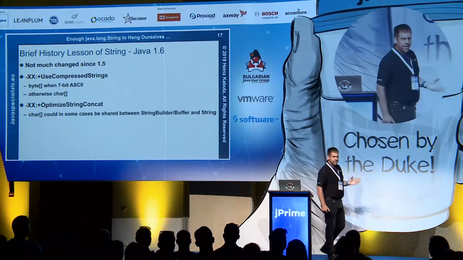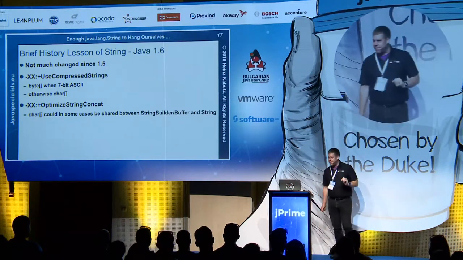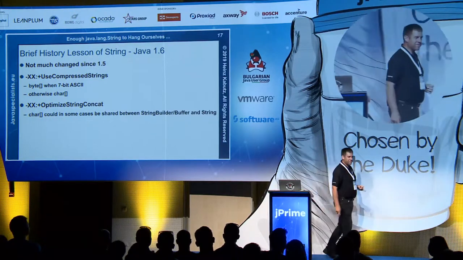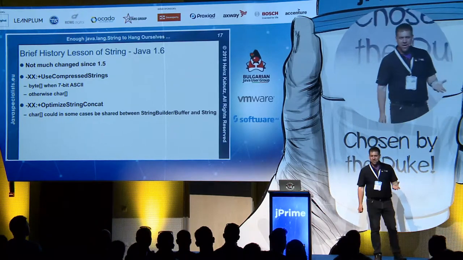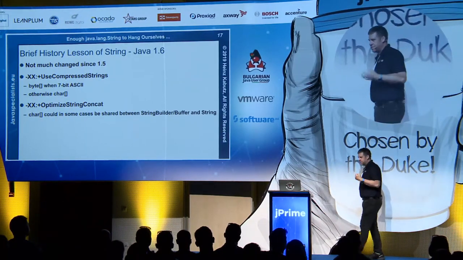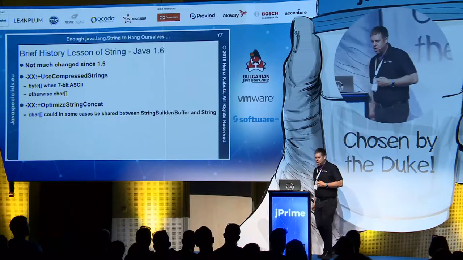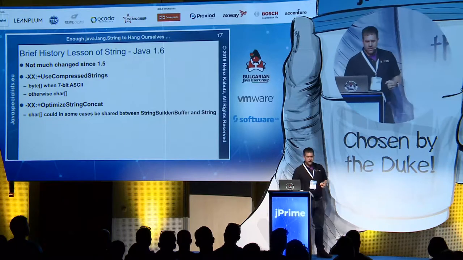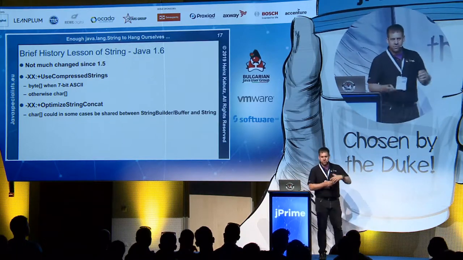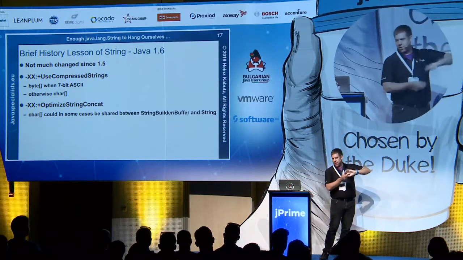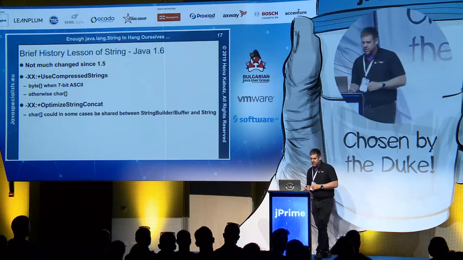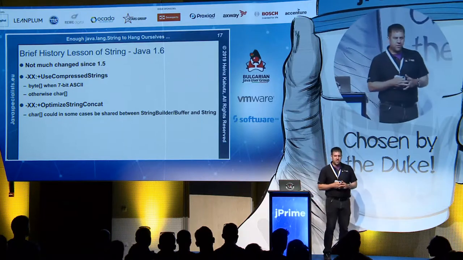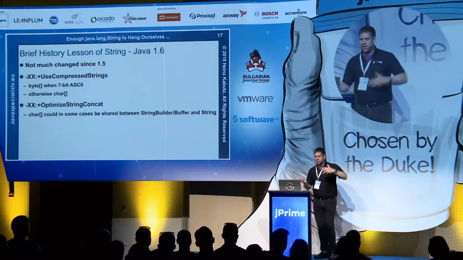In Java 6, they kept most of the things the same, but they added compressed strings. And these were funny, because your string could either be a byte array when it was a 7-bit ASCII character string, otherwise it was a char array. Whilst you're running, it would change. When you make a new string, it would make it either a byte array or a char array. So when you're doing, for example, profiling, inside your profile, you'll see either byte array or char array. You'd have to know which one to look for.